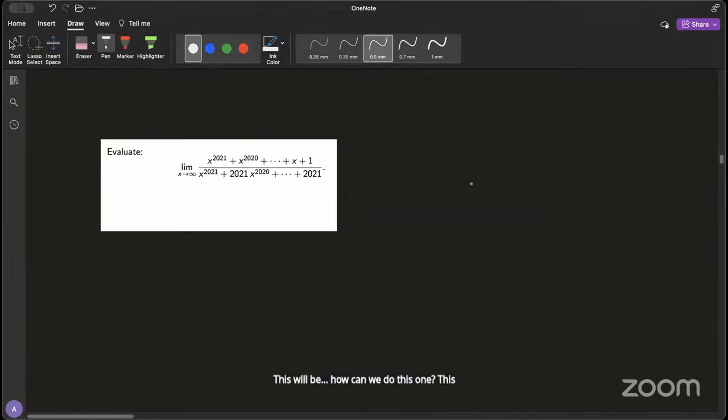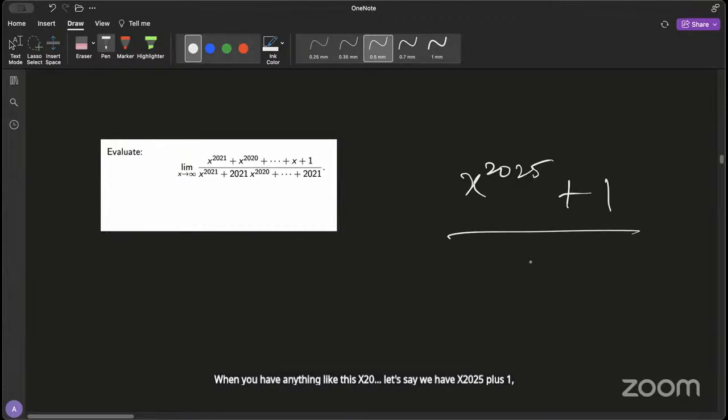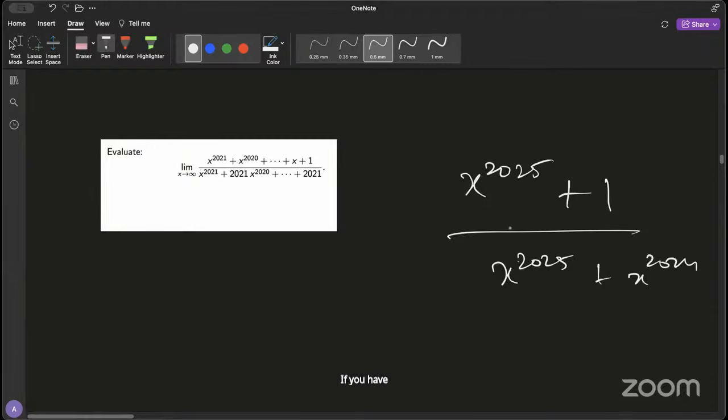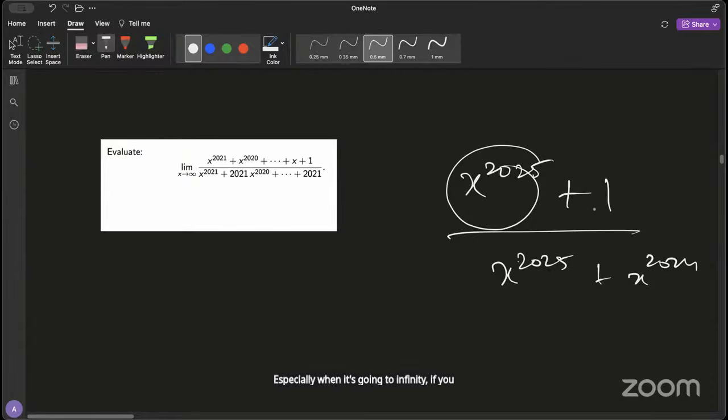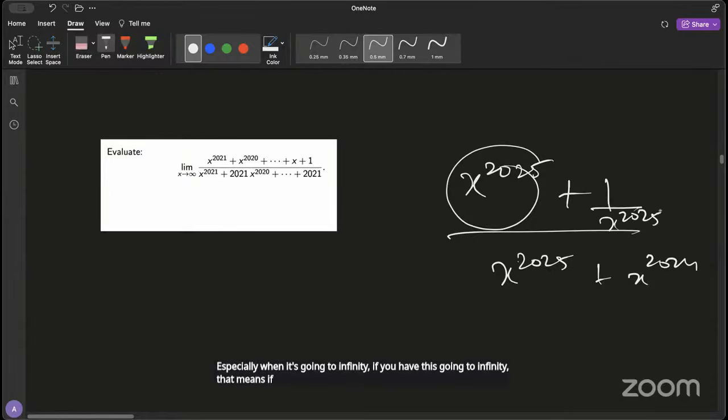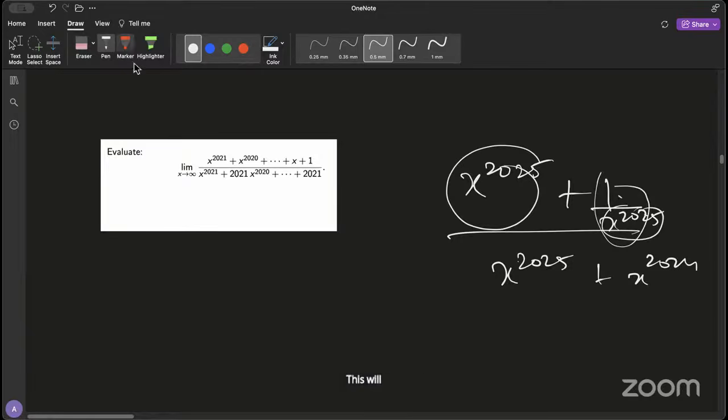This is the same as when we said, when you have anything like this, x^2021 plus 1 by x^2025 plus x^2024. If you have something like this, then you have to divide by the highest power, right? Especially when it's going to infinity. If you have this in the denominator going to infinity, this entire thing will go to 0.